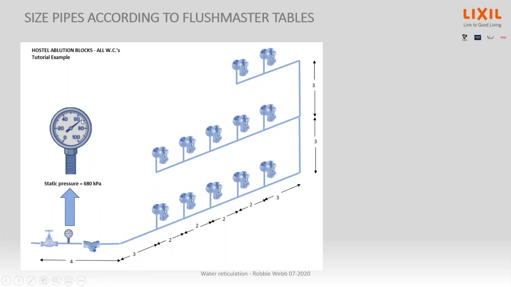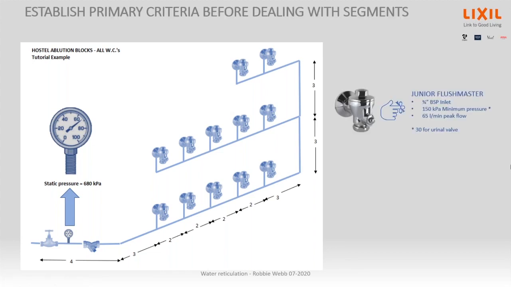We can see here that our mains pressure is 680 kPa, and we can see all the lengths and the heights and the number of valves. So we start off, we did say it earlier, remember that it's got a 3/4 inlet. It needs 150 kPa flow pressure to work. It's got a peak flow of 65 liters a minute. Okay, and for a urinal valve, you only need 30 kPa, but we're not going to do urinal valves now. So these are all toilet valves.